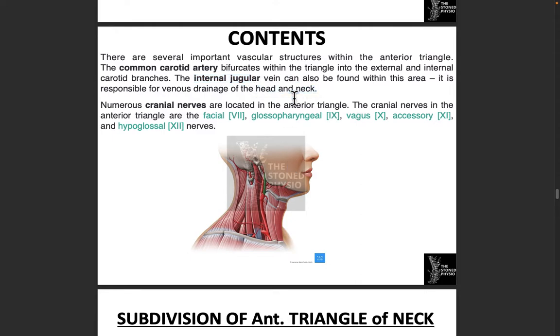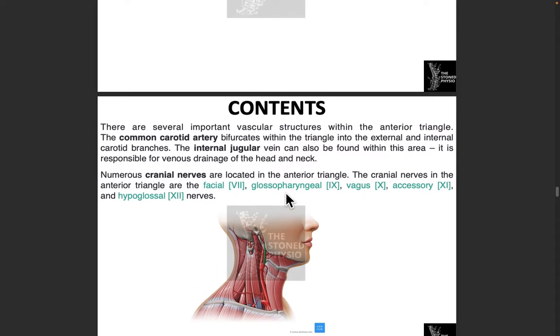Of course, a vein is supposed to drain the blood, na. So from the head and neck region, that is the internal jugular vein, and apart from that, these 5 cranial nerves. Okay, just an artery, a vein, and 5 cranial nerves. Just remember the names of these structures, which are the content or the part of the anterior triangle of the neck. I hope till now we are clear. We are done just with the content.